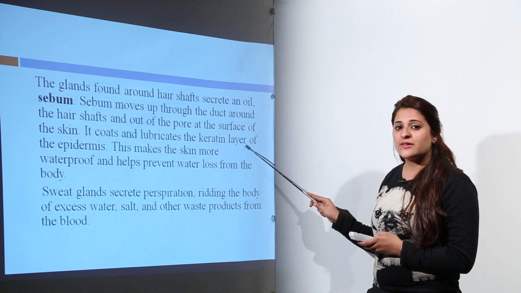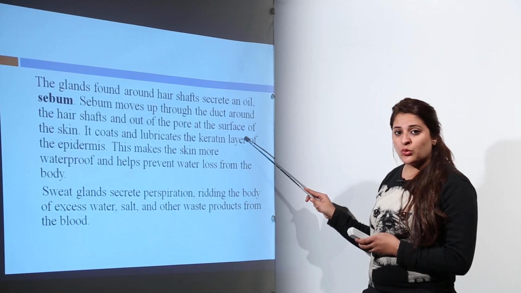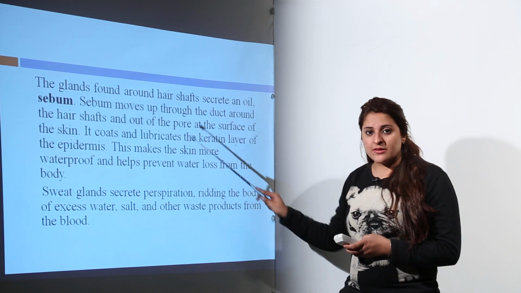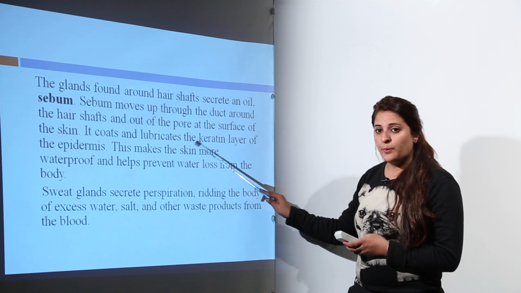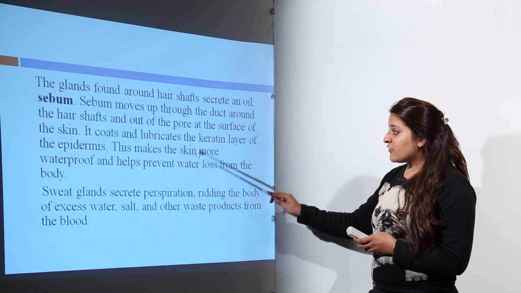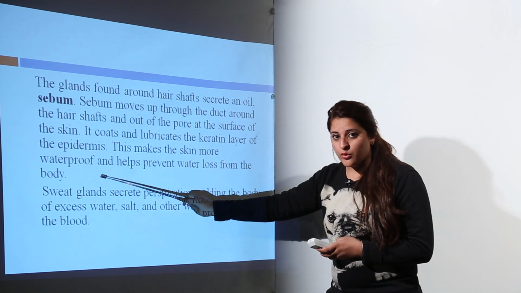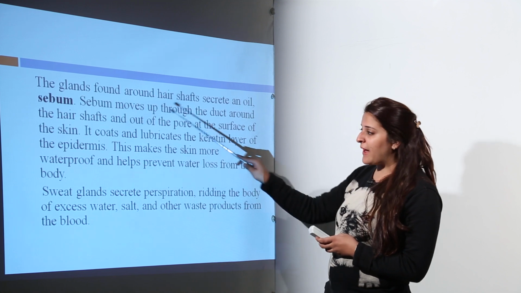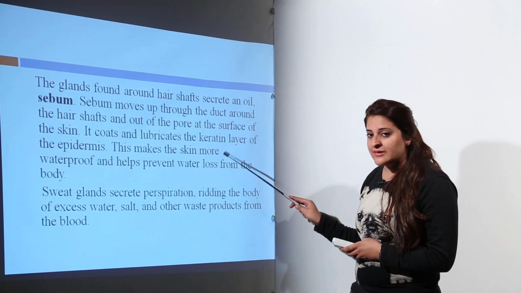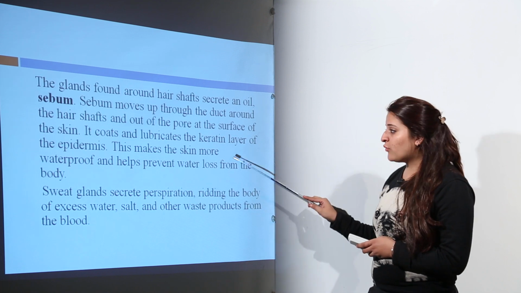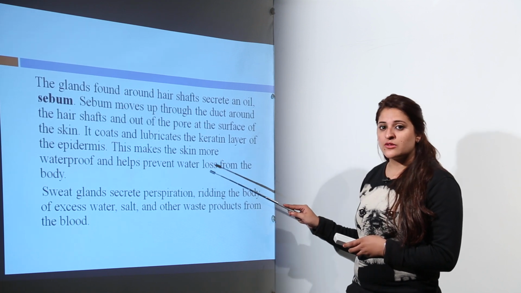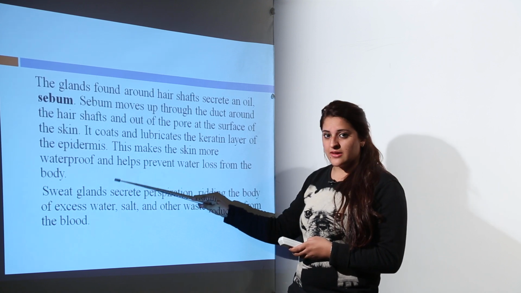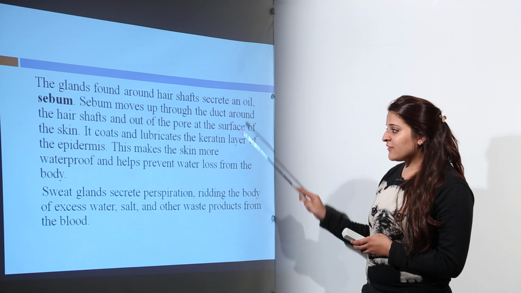Keratin layer, I have told you, is a transparent layer, and it is known to provide strength and elasticity. And what is the oil supposed to do? The oil is supposed to lubricate the keratin layer of the epidermis, so that it makes the skin more waterproof. Already keratin makes it waterproof, but the oil secreted by the sebaceous gland makes the skin more waterproof and reduces water loss from the body, so that water is not easily evaporated or lost from the body. So this function is done by the oil which is secreted, known as sebum.